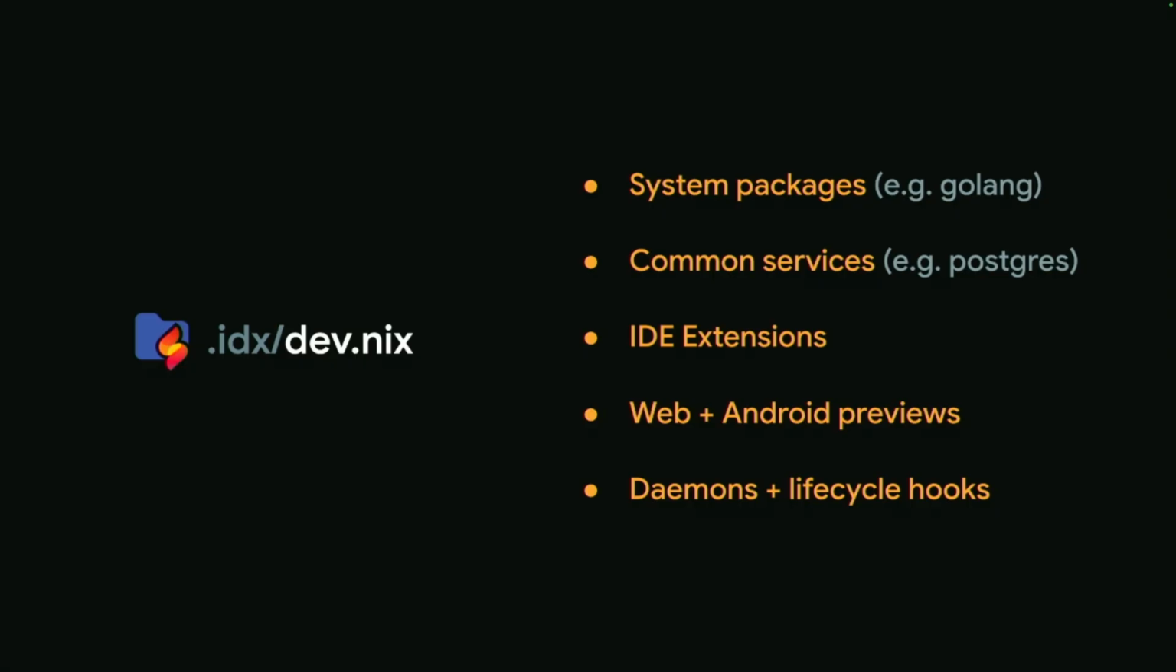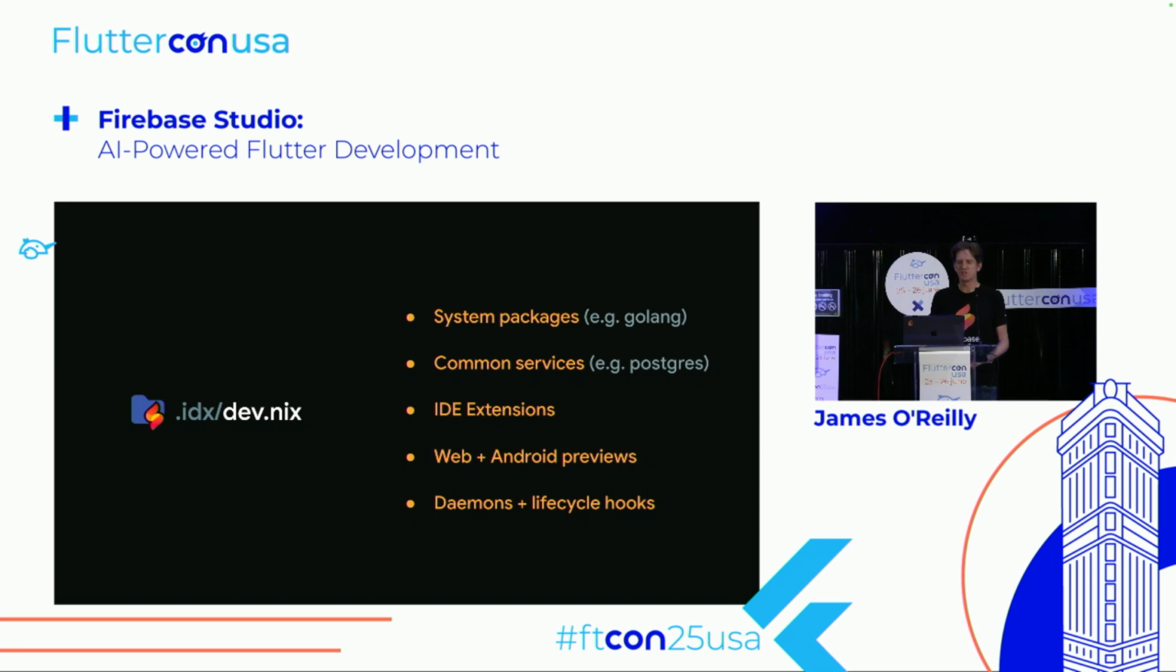The dev.nix defines just about everything you need to work in your app and run it in the cloud. From system packages and services like compiler toolchains and local database servers, to IDE extensions, to specific wiring needed to boot up your front end and back end servers automatically so you can preview your app while you're writing code. It's all defined in this one single file.